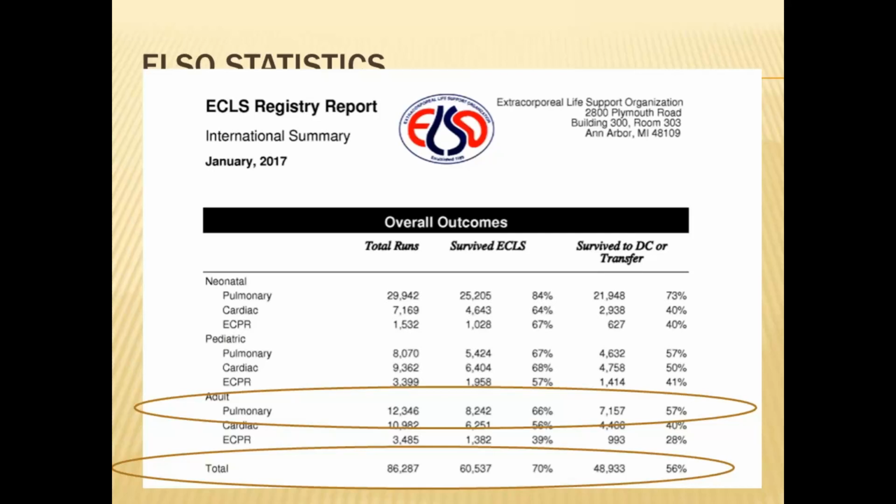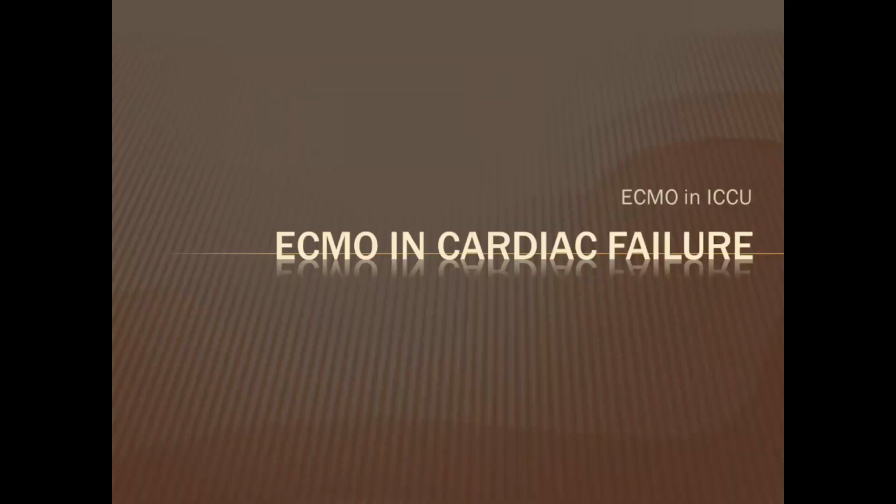This is the survival statistics from the 2017 ELSO statistics. It shows that in acute adult pulmonary failure, the survival rate is around 65%, and the patients discharged after are around 57%. So the overall survival of the patient is 56%. There are 86,000 cases registered in ELSO.